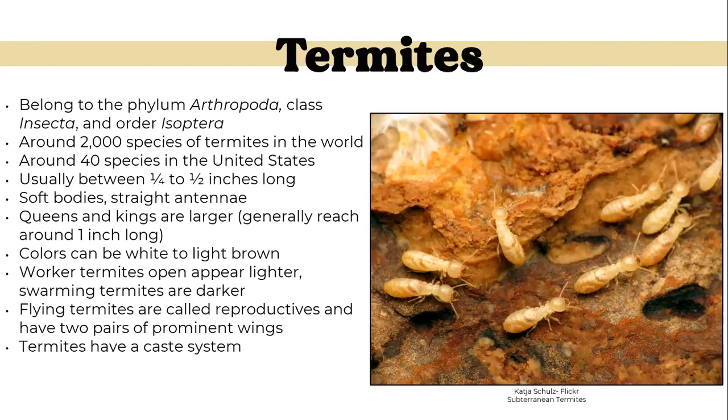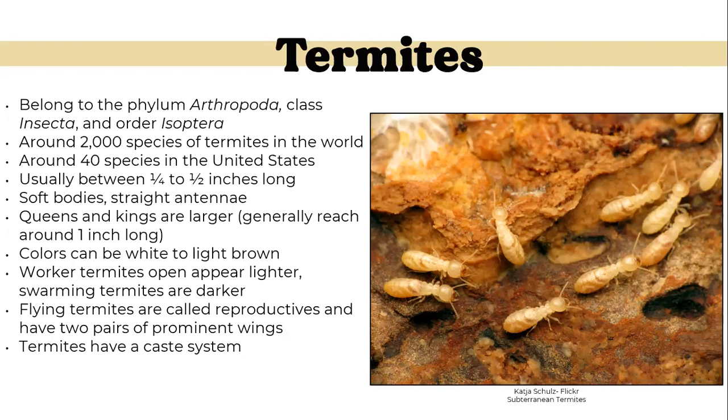They can totally vary in color. They could be white, light brown, really dark brown. It also depends on their role in the colony. What we call the worker termites, if you've ever heard of worker bees, is basically the same thing. They often appear lighter, and a lot of people will think that these are the larvae. Well, they're just the worker termites. There's also something called swarming termites. These are going to be a little bit darker. Again, those terms just mean the level of what they do in the colony. And then we also have flying termites. These are called reproductives, and they have 2 pairs of prominent wings. So if you ever see what you think is a termite and they have very large, substantial looking wings, these are going to be called those flying termites or reproductives.